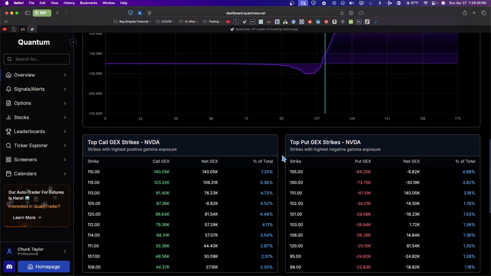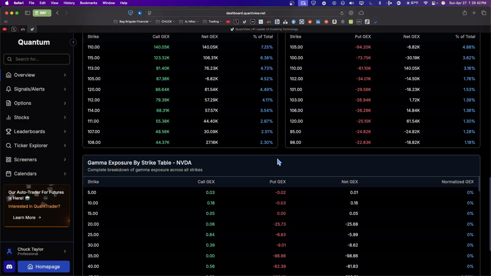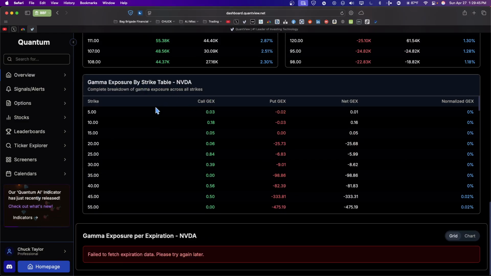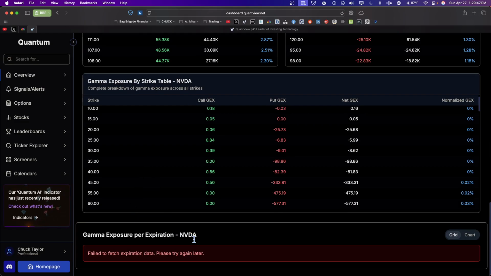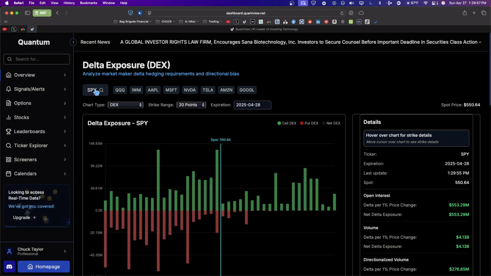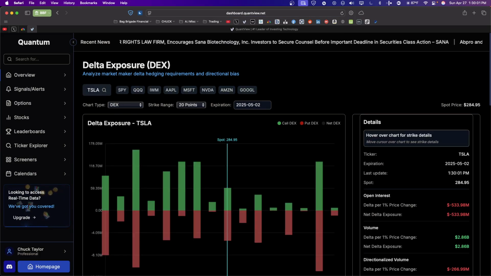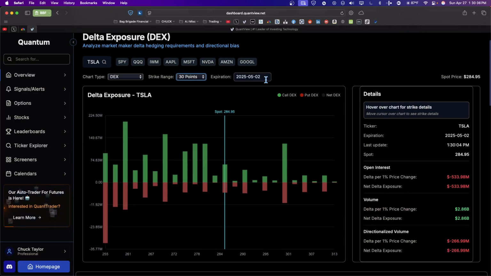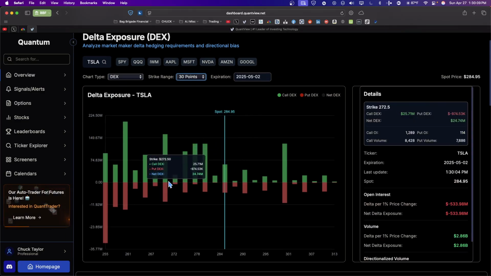And then if it keeps going down, you're going to get your top gamma exposure strikes, on puts and calls, and then your gamma exposure organized by strike. Gamma exposure per expiration, well, because right now the market is not open. But anyways, delta exposure, personally, I would think the gamma exposure is going to be a better tool for you to use, but best to be knowledgeable about everything, I guess.